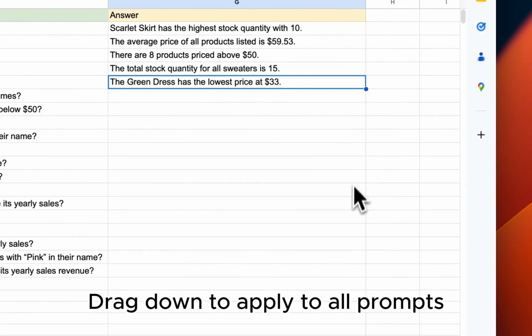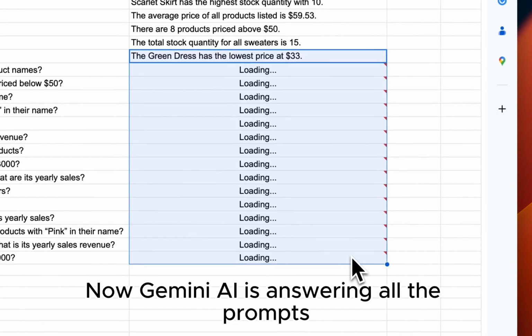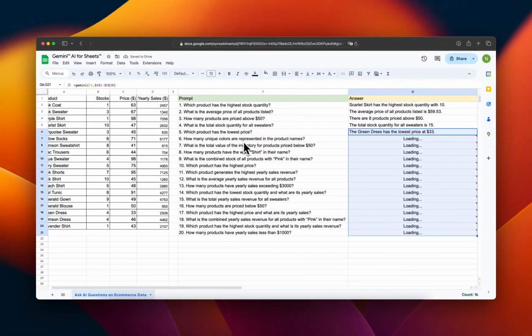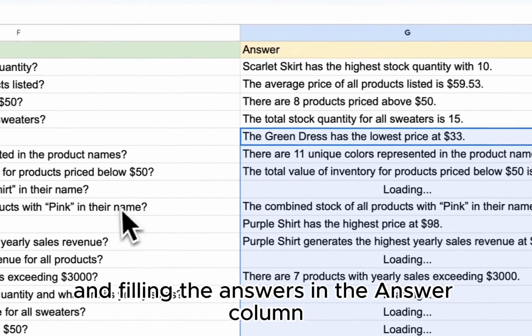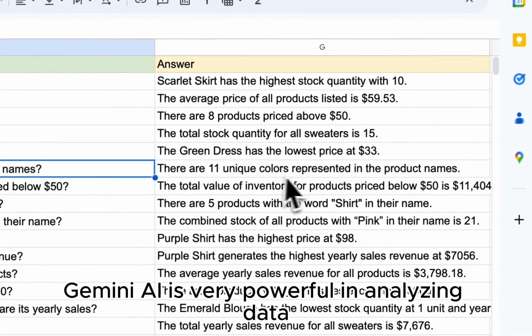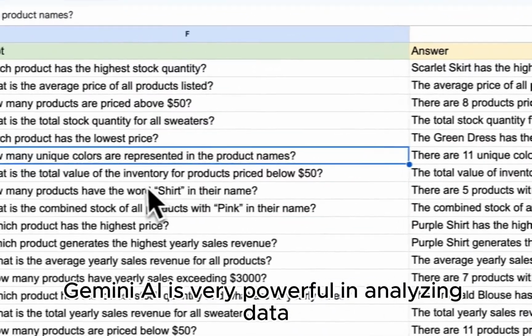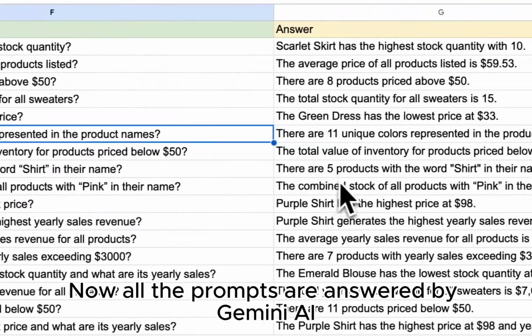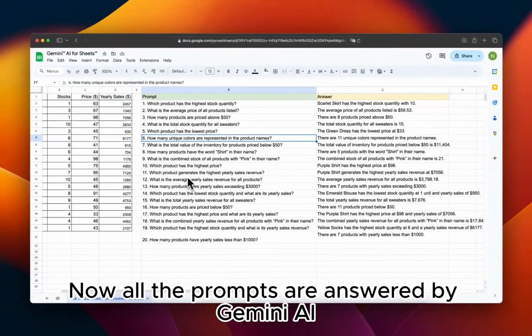Drag down to apply to all prompts. Now Gemini AI is answering all the prompts and filling the answers in the answer column. Gemini AI is very powerful in analyzing data and answering your questions in natural language. Now all the prompts are answered by Gemini AI.